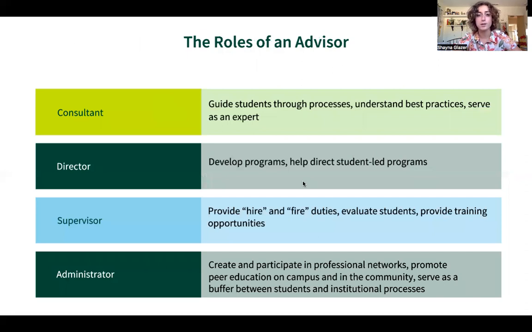Final topic that we're going to talk about in this video is the role of an advisor. Advisors wear many hats. They're consultants, directors, supervisors, and administrators. To be a consultant is to guide students through the process of being trained. They also serve as experts on advising decision-making. They are directors in their control over developing programs and directing student-initiated programs. Director does not mean dictator. So in this way, they are supervisors. They assign people to duties, evaluate students, and provide training opportunities.